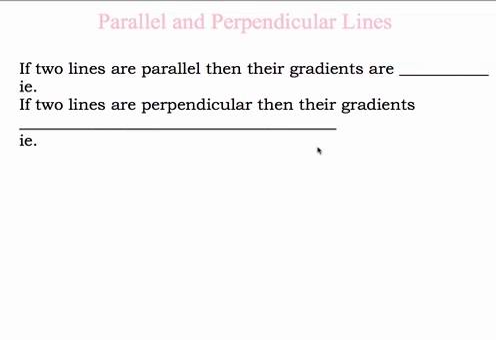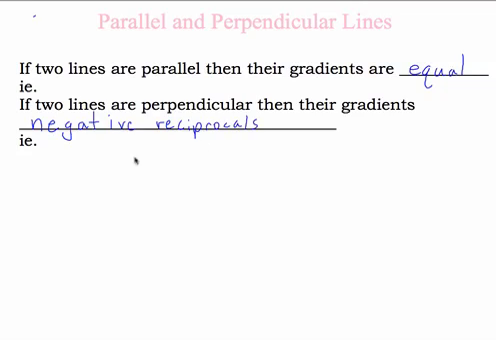Hello, this is Mr. Collier, and today we're looking at parallel and perpendicular lines. If we have two lines that are parallel, then their gradients are going to be equal. And if two lines are perpendicular, then the gradients are negative reciprocals.